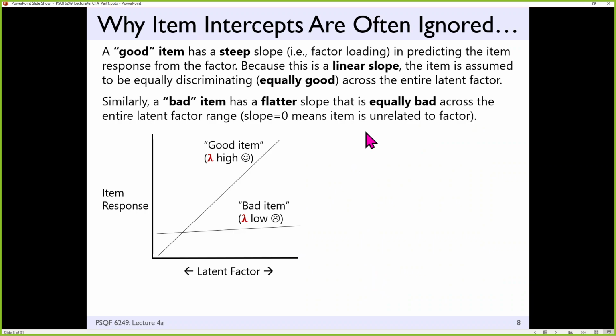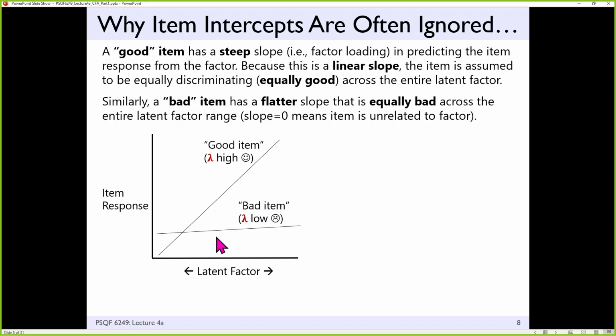This is a linear regression model. The relationship between the trait as the predictor, on the bottom here, x-axis, and the item response, linear, means that the item is equally discriminating no matter where you are on the trait. So a good item is good if it has a strong slope. It doesn't matter where the intercept for the expected outcome at 0 is. Likewise, if an item has a low slope or a 0 slope, then it's a bad item and it's bad for everybody.